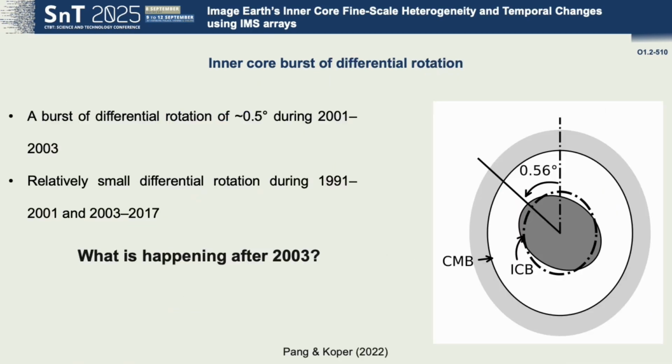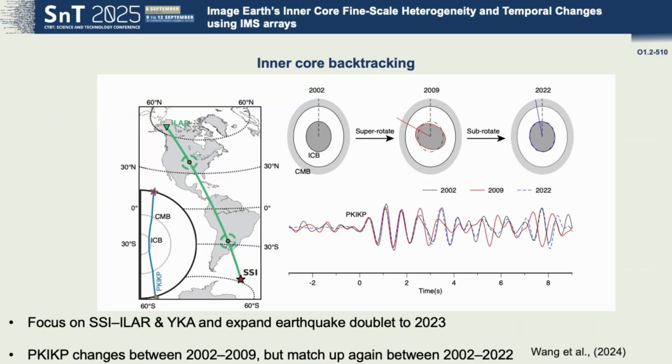So this suggests that the inner core experienced a burst of differential rotation during 2001 to 2003. Before and after that, the differential rotation was small, tiny. But what happened after 2003?